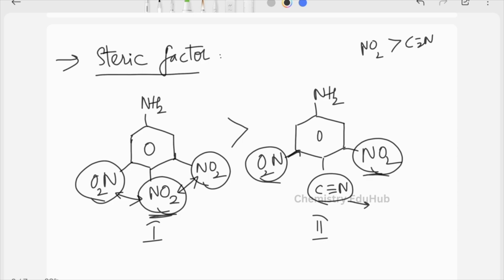So cyano is going to show its effect at the para position, and accordingly that will decrease the basicity, and hence the first compound is more basic compared to that of the second compound. Now the factor here is the steric factor or steric hindrance.